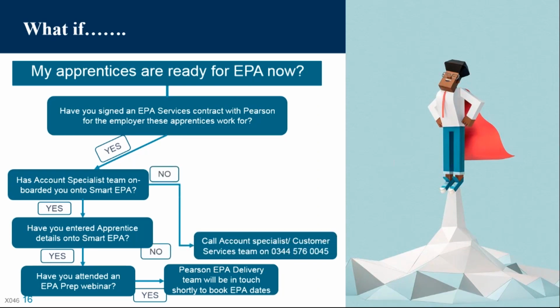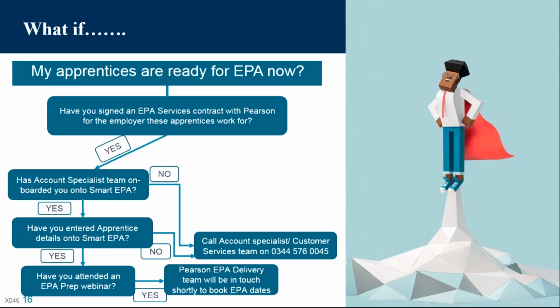If you have not entered the apprentice details onto Smart EPA and you need some support in registering these apprentices, or you have a number of apprentices who need a bulk upload, please do speak to the account specialist team again. And as always, if you haven't signed the contract, that's the first thing that you need to do. So please do get in touch with us.